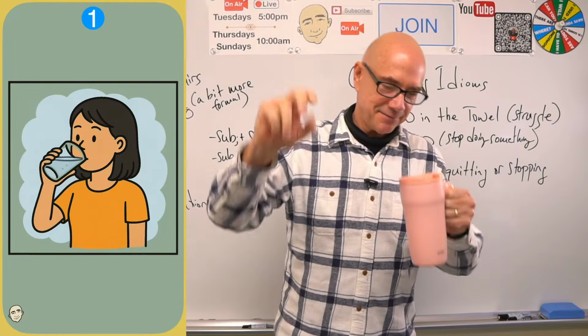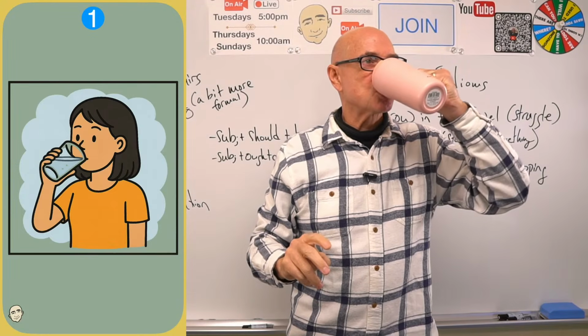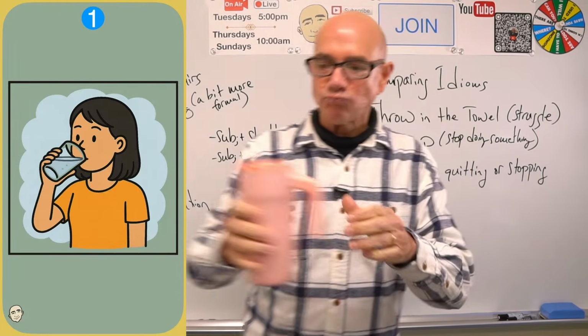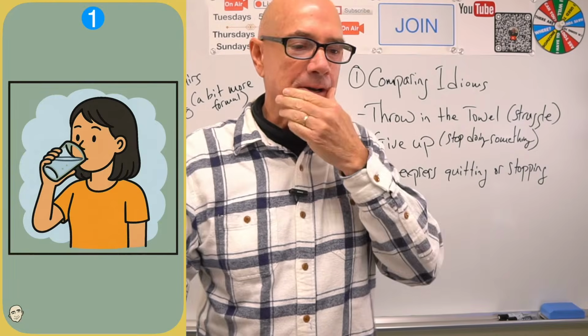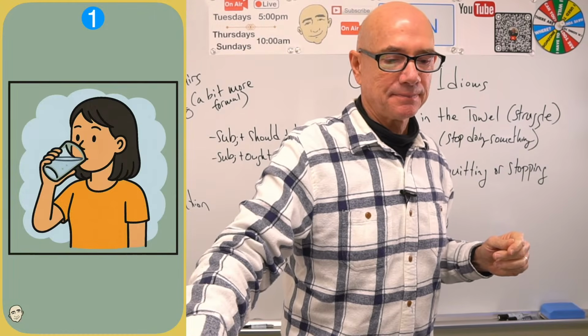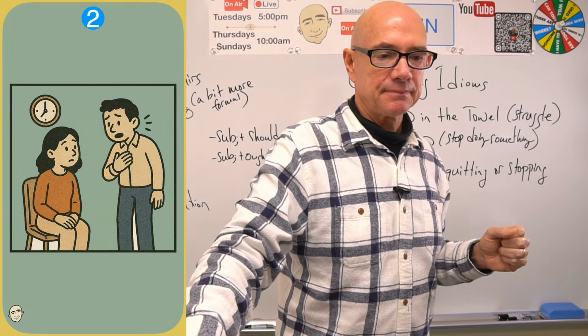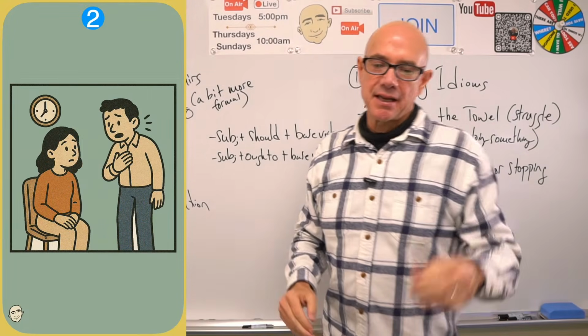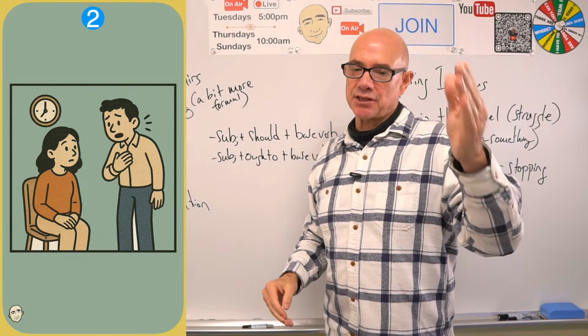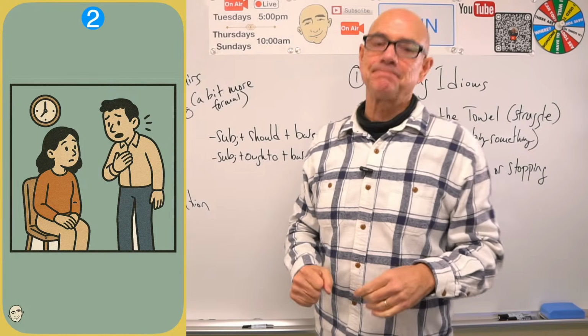Write that down. Okay, here we go. Number 2. He ought to apologize for being late.